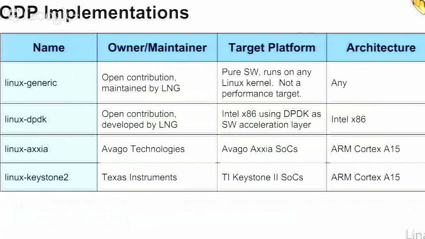We have a fair number of implementations that we're working on in the initial release. The main one, which we call Linux Generic, is open contribution maintained by LNG. This is a pure software implementation which runs on any Linux kernel. As a result, it's not a performance target. It's really there to provide an application proving ground, an API proving ground, and an easy method of bootstrapping ODP and its core applications onto any new platform, because all you need is a Linux kernel.